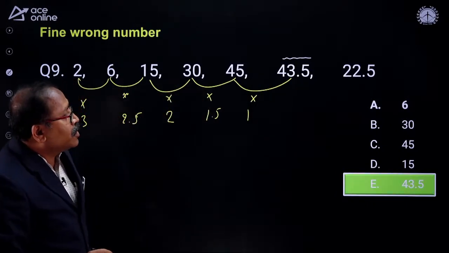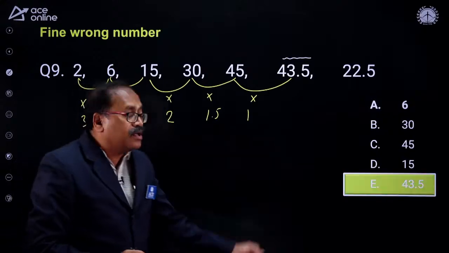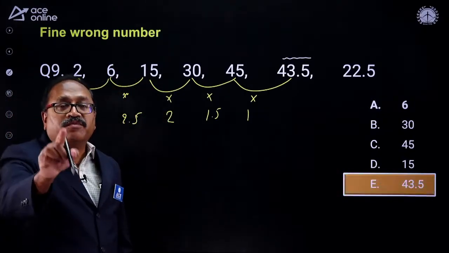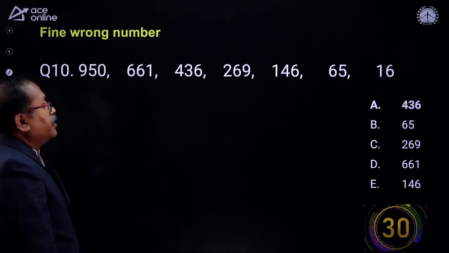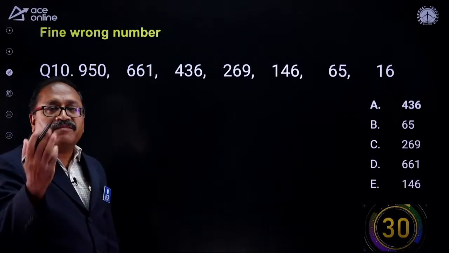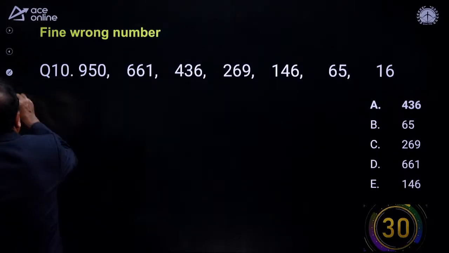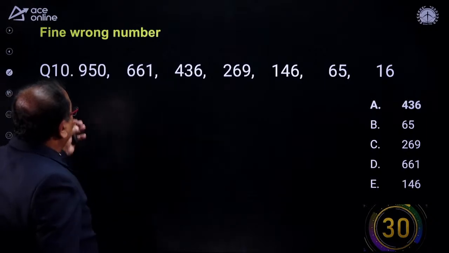तो हमारा रॉन्ग नंबर क्या हो गया, 43.5. ये हो गया रॉन्ग नंबर. चलिए अब नेक्स्ट क्वेश्चन ऑन द बोर्ड राइट नाउ. देखिए यहाँ पे आइडेंटिफाई द रॉन्ग नंबर. ये सब IBPS क्लर्क प्रीवियस पेपर हैं. हाँ, कैसे पैटर्न है देखिए.